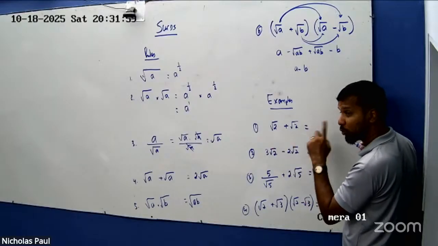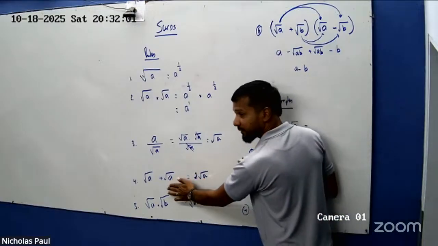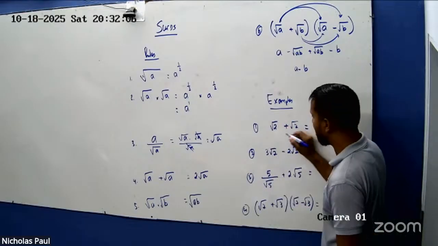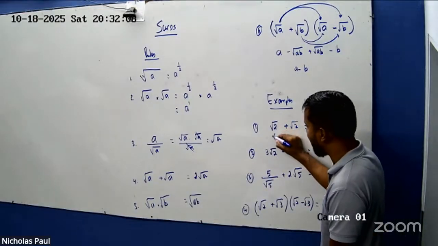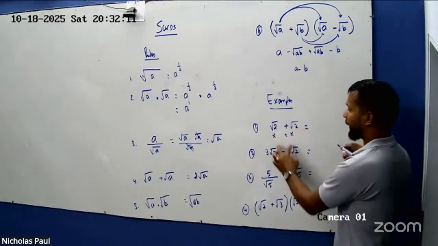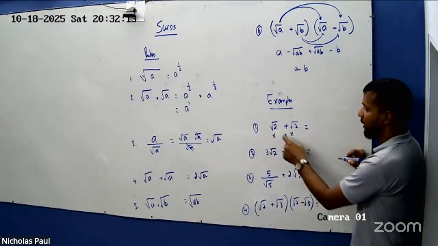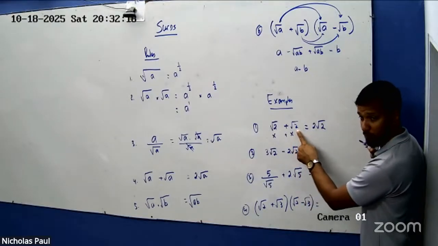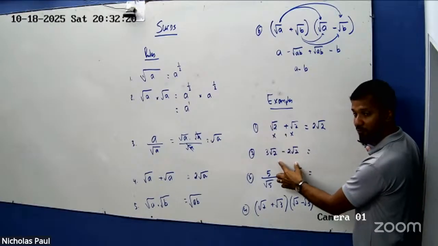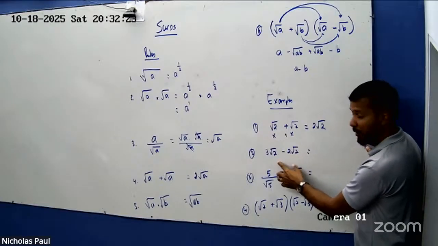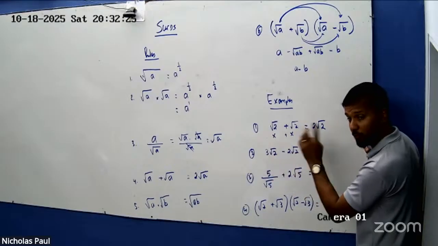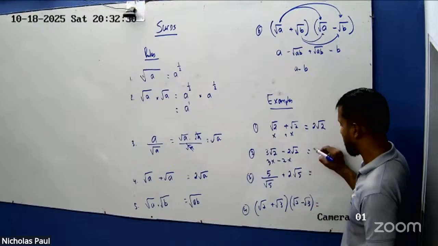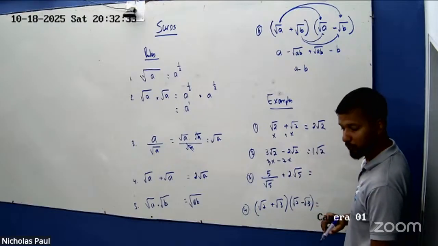2 root 2. Picture it just like this. If you're not seeing it, what you can do is picture root 2 as x. X plus x is 2x. So root 2 plus root 2 is 2 root 2. What about here now? Take off the root 2 for x. It's like 3x minus 1 root 2.